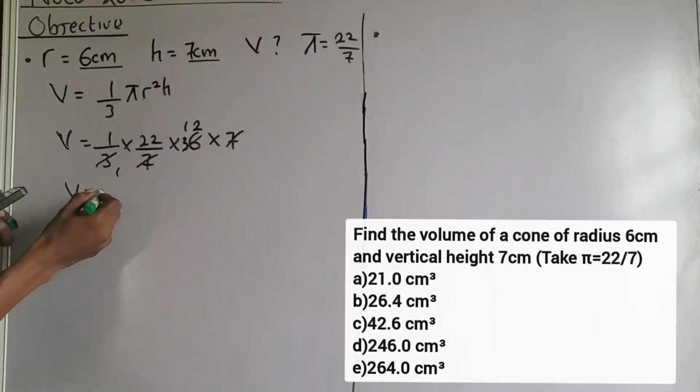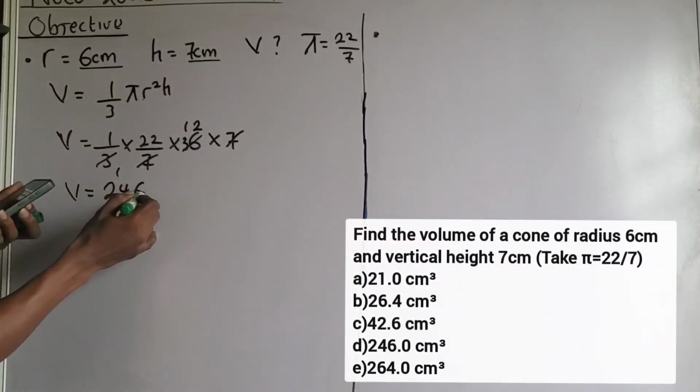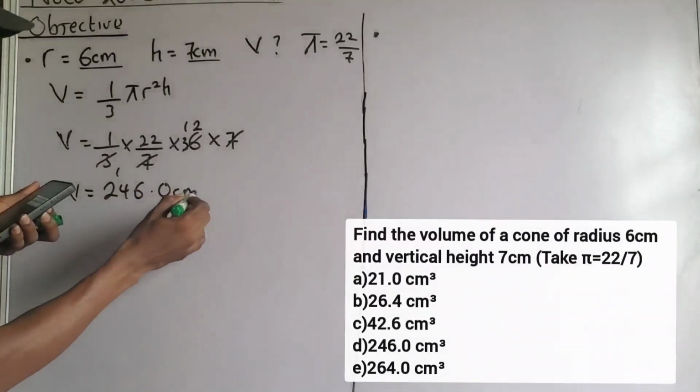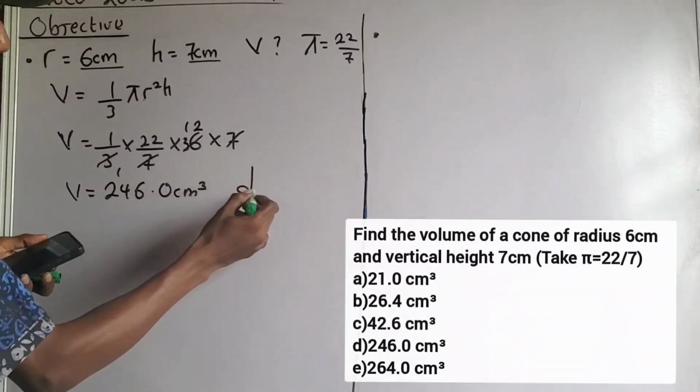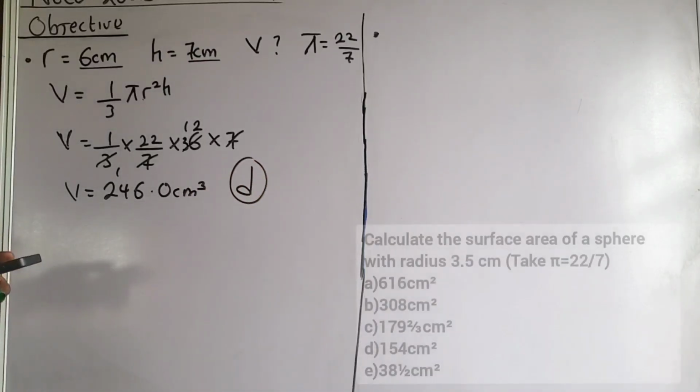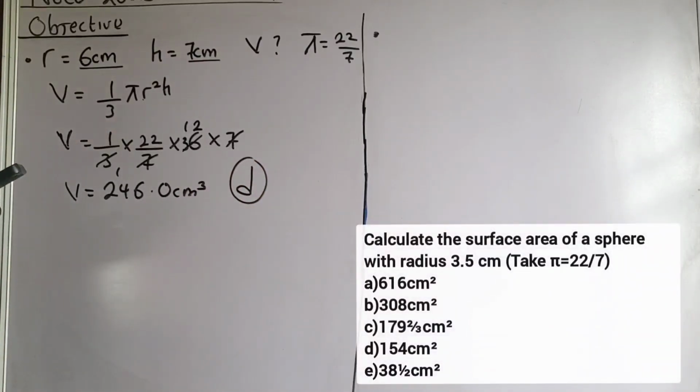12 times 22. 12 times 22 is 246. So the volume is equals to 246.0 centimeter cube. So the correct option to that question is option D. Option D is correct. Do you understand? Let's proceed to the next question.